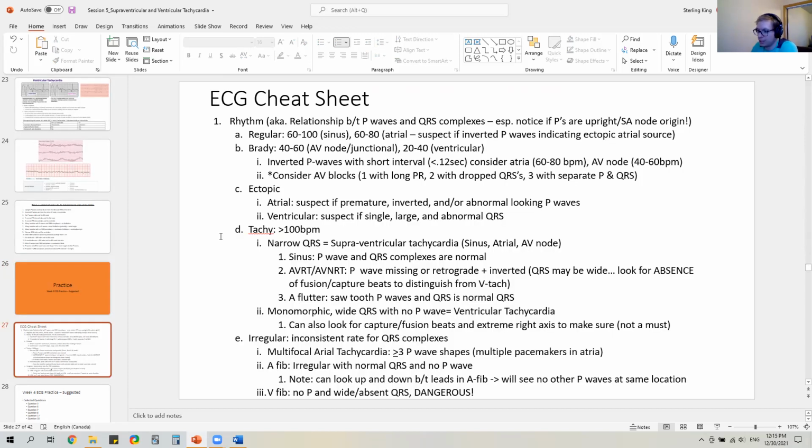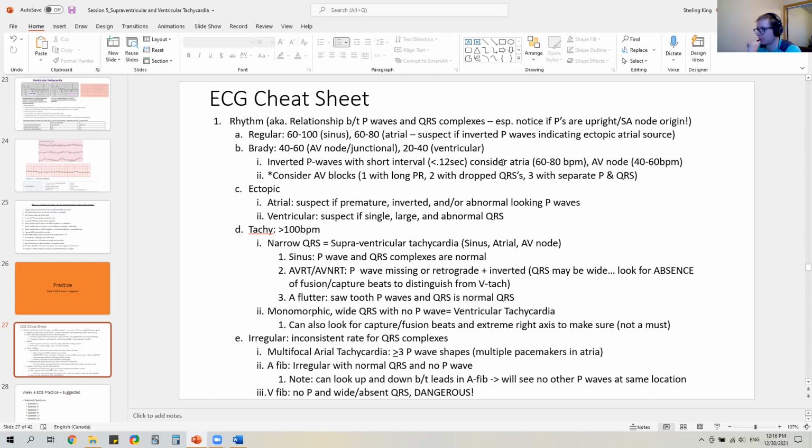I'll quickly go over the ECG cheat sheet for this round of practice, and then we'll go through the practice examples. Rhythm is really about the relationship between the P waves and the QRS complexes. You want to notice that the P waves are upright, which means an SA node origin. A regular rhythm of 60 to 100 would be sinus. If it's 60 to 80, you can suspect atrial, especially if there are inverted P waves, indicating an ectopic atrial source. Bradycardia at 40 to 60 is probably AV node or junctional, and should still have a normal, tight QRS. At 20 to 40 it's ventricular, with a very wide QRS.